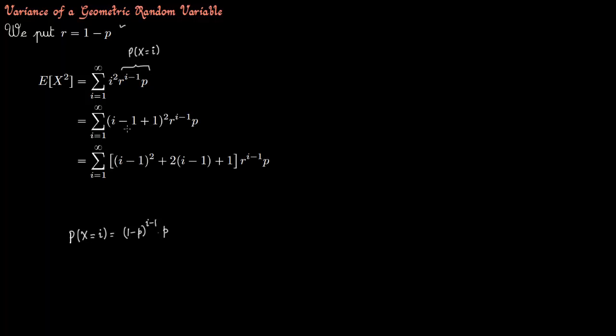So expectation of X squared would be i squared times r to the power of i minus 1 times p. This is nothing but the probability that X takes on value i, multiplied with i squared because you have X squared here. So instead of i, you can write i minus 1 plus 1, because the minus 1 and plus 1 cancel out, and you square it. Now you expand it, you get (i minus 1) squared plus 2(i minus 1) plus 1. Now instead of i minus 1, you substitute j.